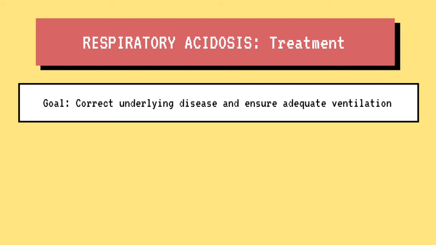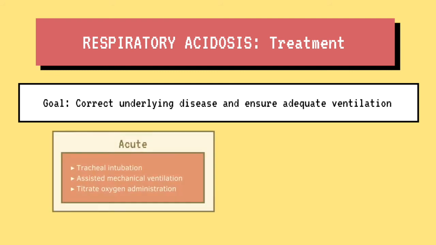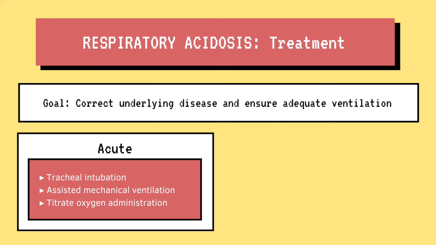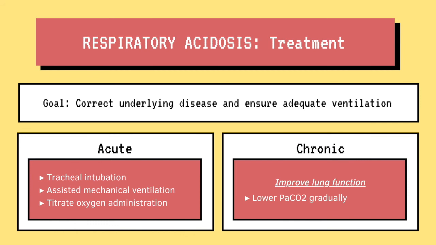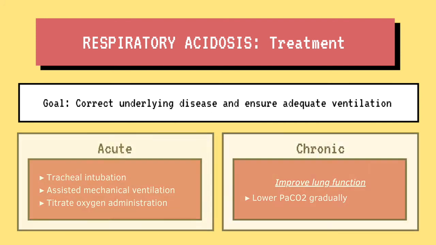Since acute respiratory acidosis is life-threatening, restoration of adequate alveolar ventilation is done by tracheal intubation and assisted mechanical ventilation. Careful titration of oxygen supplementation must be noted, especially in those with obstructive diseases or chronic carbon dioxide retention, since aggressive and rapid correction may provoke complications with acute respiratory alkalosis. In chronic respiratory acidosis, although it is difficult to correct, the aim is to improve lung function. Partial carbon dioxide can be lowered gradually to restore its levels to baseline and enhance renal bicarbonate excretion.